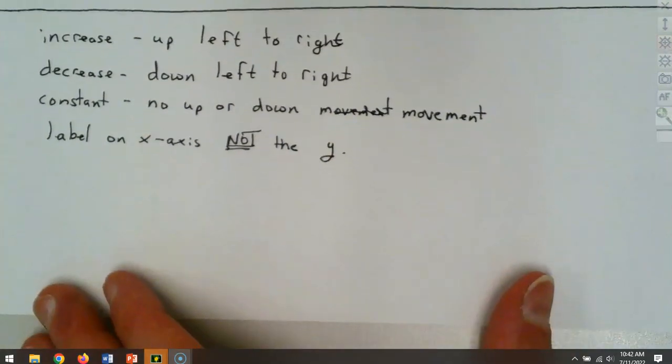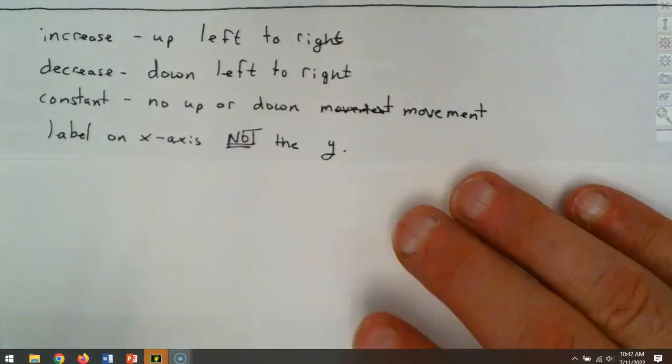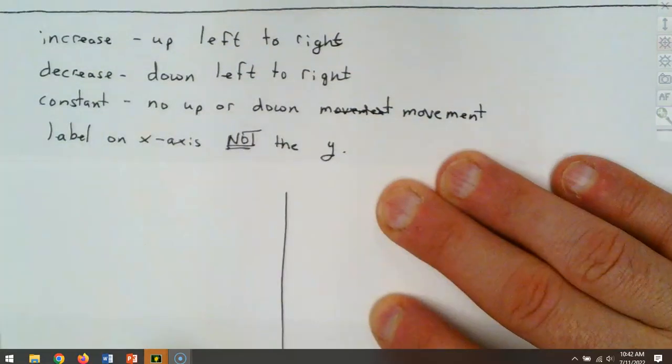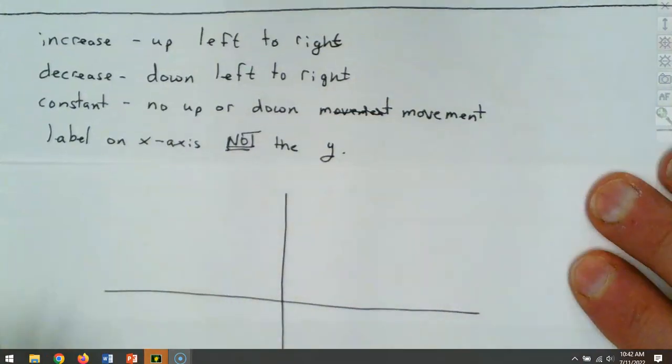And so we'll do 2 of these. And they're just looking at pictures. There's 2 of them in your homework. So we're going to do 2 of these. And we're going to have to label where it increases, where it decreases or stays constant.